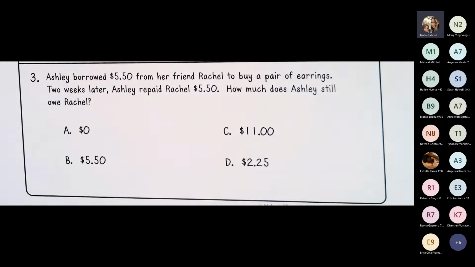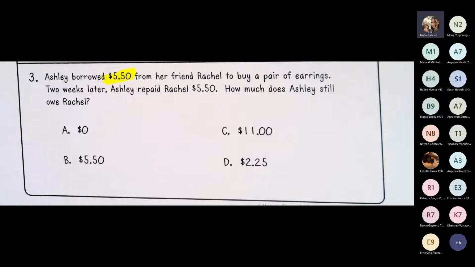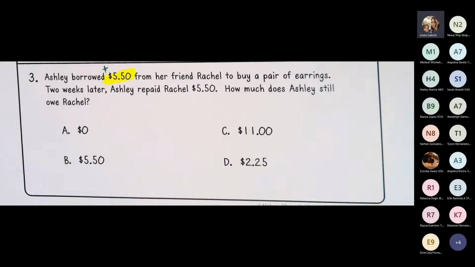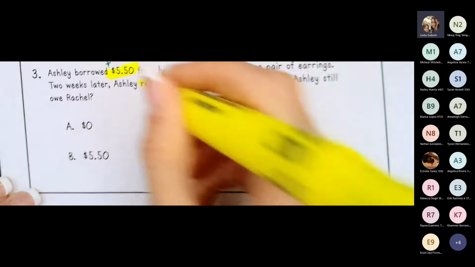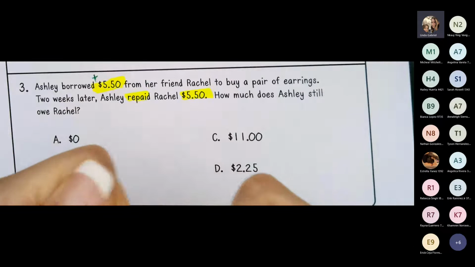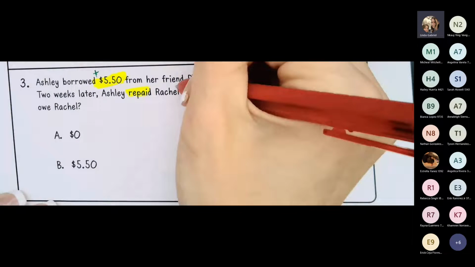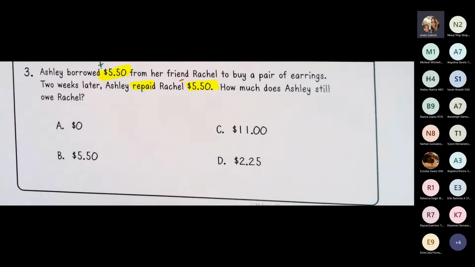Number 3, Ashley borrowed $5.50 from her friend Rachel to buy a pair of earrings. So that means Ashley gained $5.50, right? Since she borrowed it, her friend gave it to her, meaning that she had an increase in money. So 2 weeks later, Ashley repaid Rachel that $5.50. That's going to give you -$5.50, right? Because when you repay someone, you're giving back money. How much does Ashley still owe Rachel?